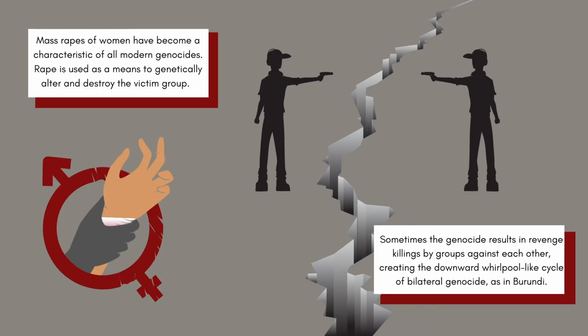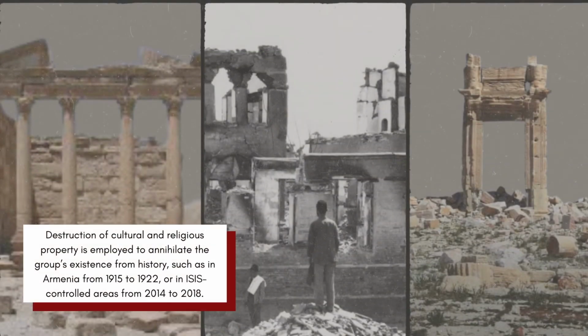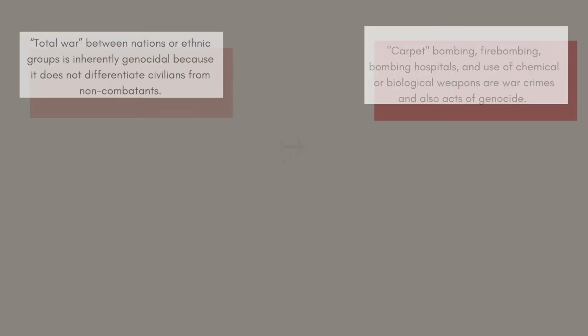Sometimes the genocides result in revenge killings by groups against each other, creating the downward whirlpool-like cycle of bilateral genocide, as in Burundi. Destruction of cultural and religious property is employed to annihilate the group's existence from history, such as in Armenia from 1915 to 1922, or in ISIS-controlled areas from 2014 to 2018.